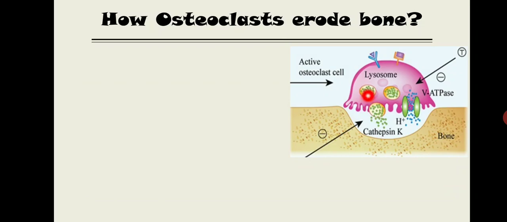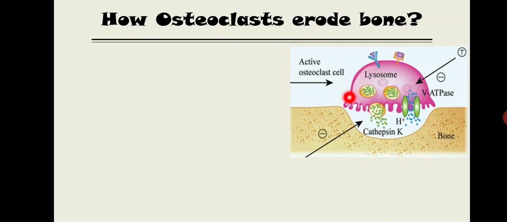Right, now just focus on this figure. This one is the bone surface area. This pink colored cell is the osteoclast. Now this osteoclast has an attachment protein. That protein is going to attach over the bone surface. That protein is the integrin.